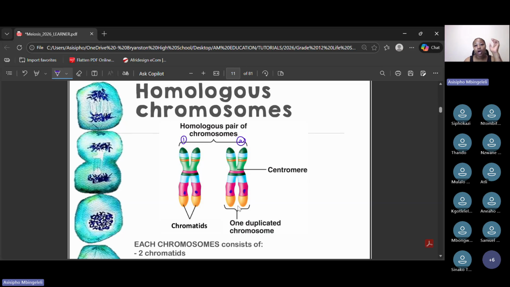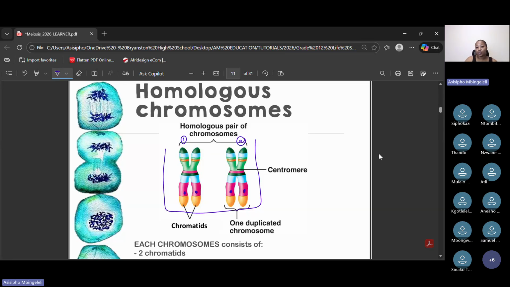How many homologous pairs of chromosomes can you see? Only one. This is one homologous pair of chromosomes. So I hope you understood my terminology. How many chromosomes can we see? 2. How many chromatids can we see? 4. How many homologous chromosome pairs can we see? 1 pair, because a pair is made up of 2 chromosomes.